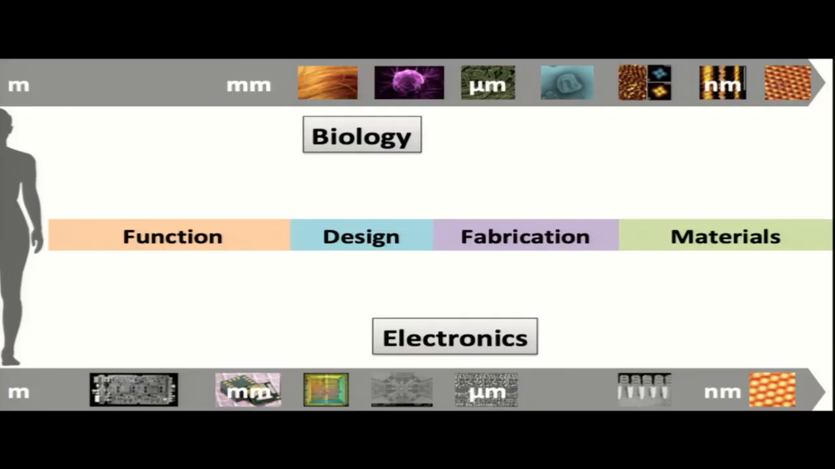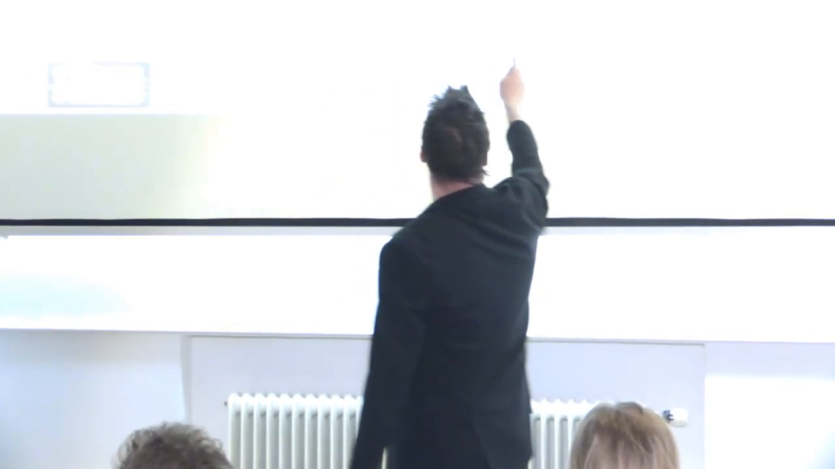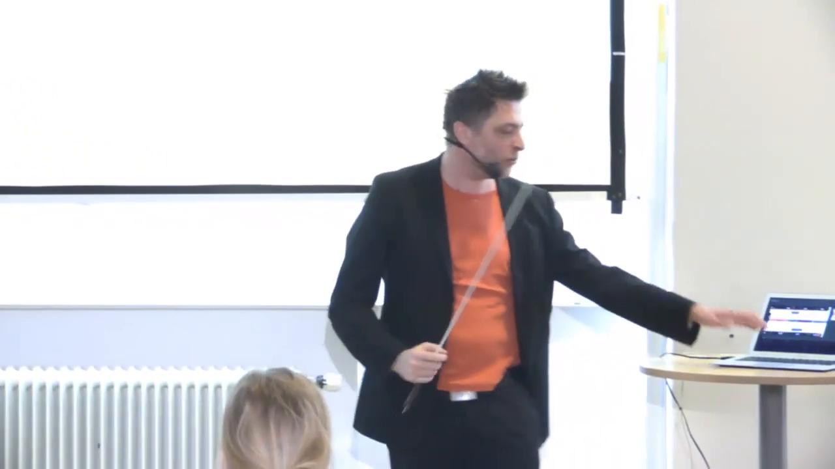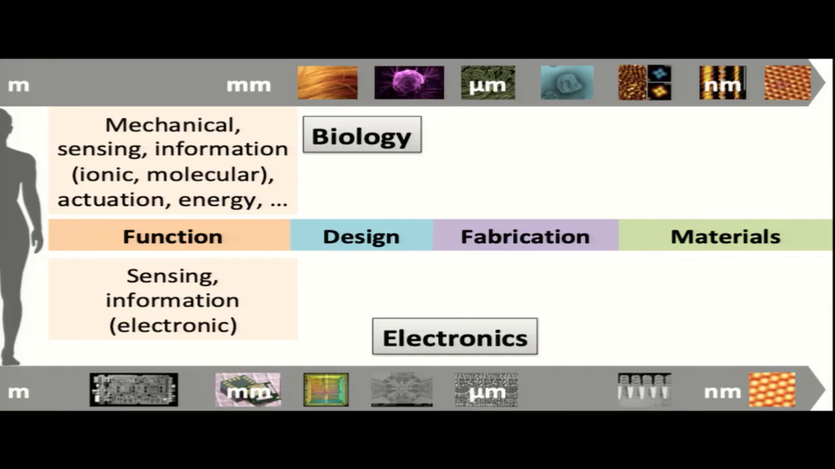On this slide, I show the biology on the top, and the scale of engineering on the bottom. Now, interestingly, we can compare biology and engineering in terms of function, design, fabrication or synthesis, and materials, and see where they differ or where they are alike. Starting with function, electronics today is very much focused on sensing something, if you have a sensor, or information processing in computers. And it does all of that with electronics. But it's not so much function in the nanostructures that we make ourselves.